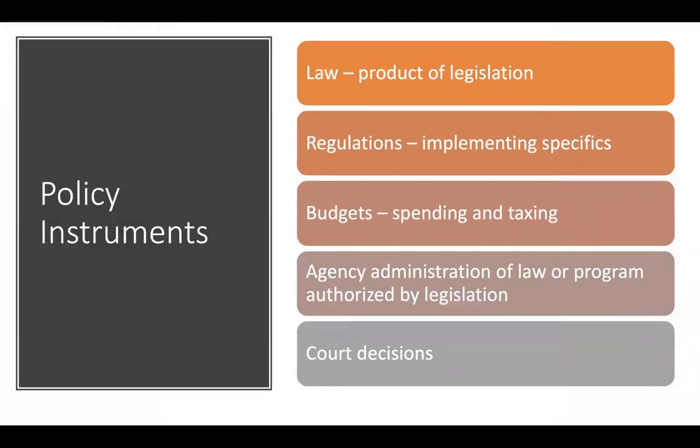There are several different types of policy instruments. For example, we have what you're probably more familiar with in terms of the law, which would be a product of legislation. We have regulations, which are involved in implementing specifics. There are budgets, which are involved in spending and taxing. And you have agency administration of law or program authorized by legislation. And then finally, court decisions.